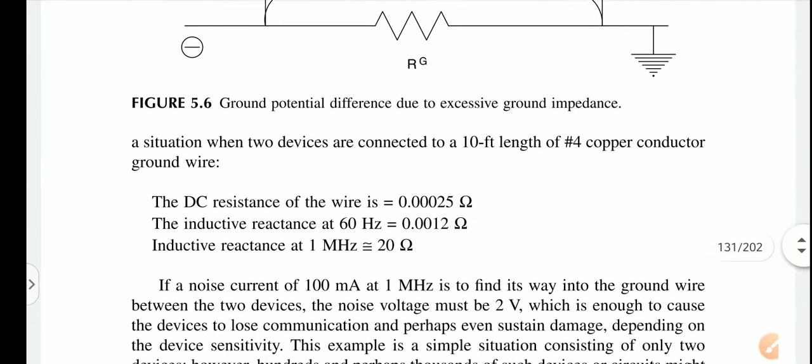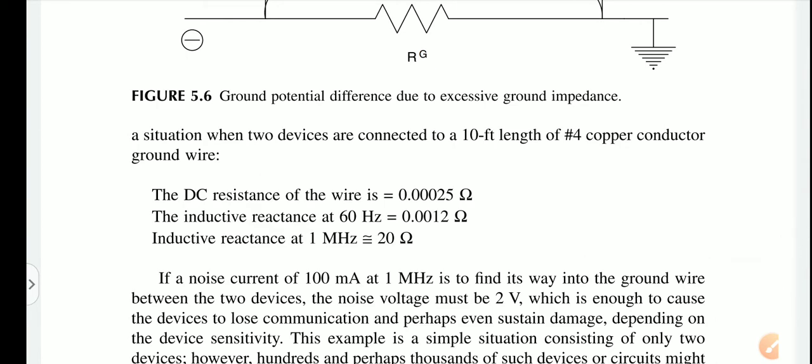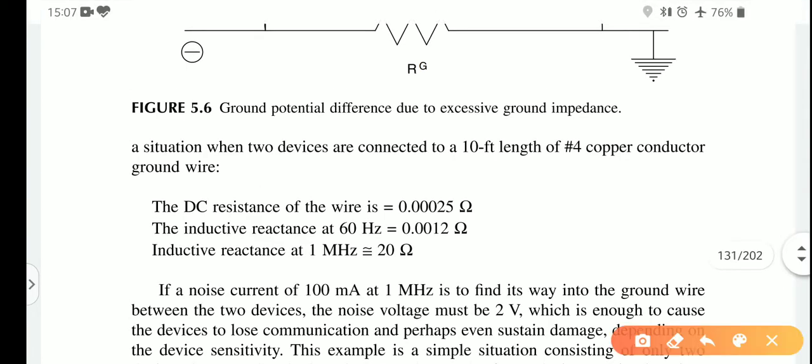So consider one example. Suppose the two devices are connected by a 10 feet length of 4 gauge copper conductor ground wire. This is the dimension of the 4 gauge copper conductor. The DC resistance of the wire is as shown, and the inductive reactance at 60 Hz is as shown, and the inductive reactance at 1 megahertz is 20 ohm. Now consider a noise current of 100 milliampere at 1 megahertz. And now how to calculate this voltage?